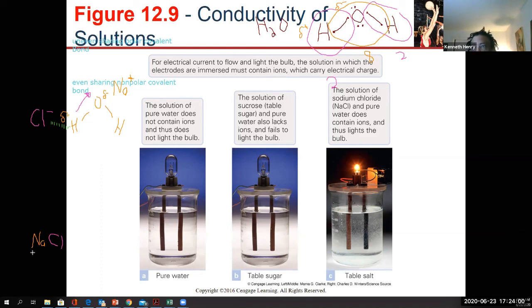So ionic compounds can conduct electricity when in water, whereas when they're solid, they won't be able to conduct electricity. Covalent compounds don't conduct electricity because they don't have true positive or negative charges. At best, we can get partial positive and partial negative. So water doesn't conduct electricity. Sugar won't conduct electricity, but your salt solution will conduct electricity. Do you guys see that?